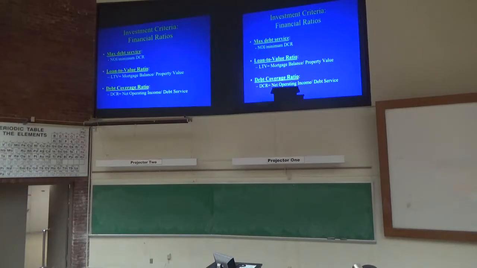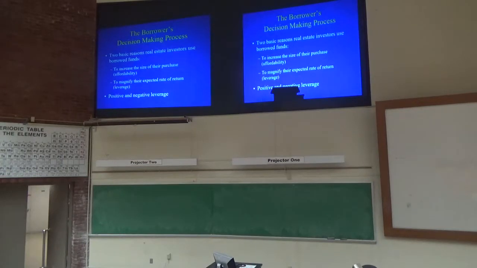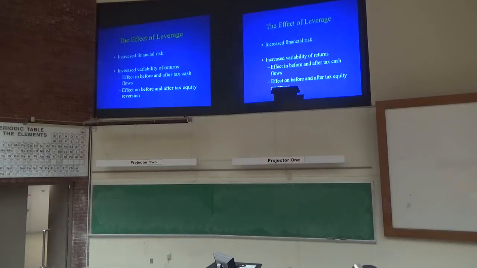How much cash do you have on hand to be able to cover the debt? And there's ratios around all the stuff that the banks use to be able to decide if they're gonna do the loan or they're not gonna do the loan.